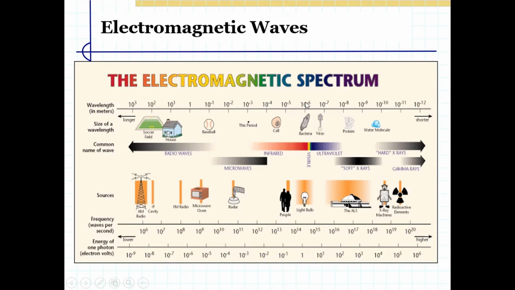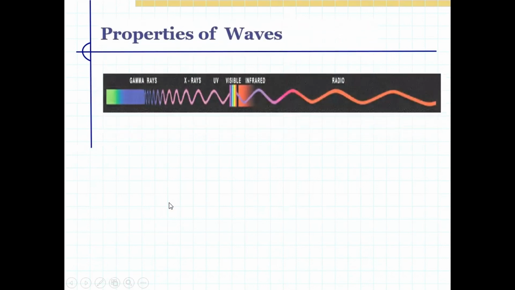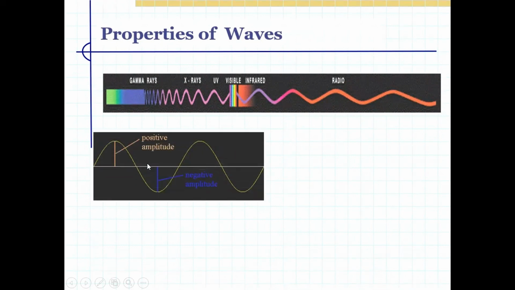So electromagnetic waves are represented either in wavelengths, or by their sources, or by the frequencies measured in waves per second, or by their energies in electron volts. You can see here the gamma rays have very short wavelengths, and the radio waves have very large wavelengths. The visible light is hidden somewhere in the middle.